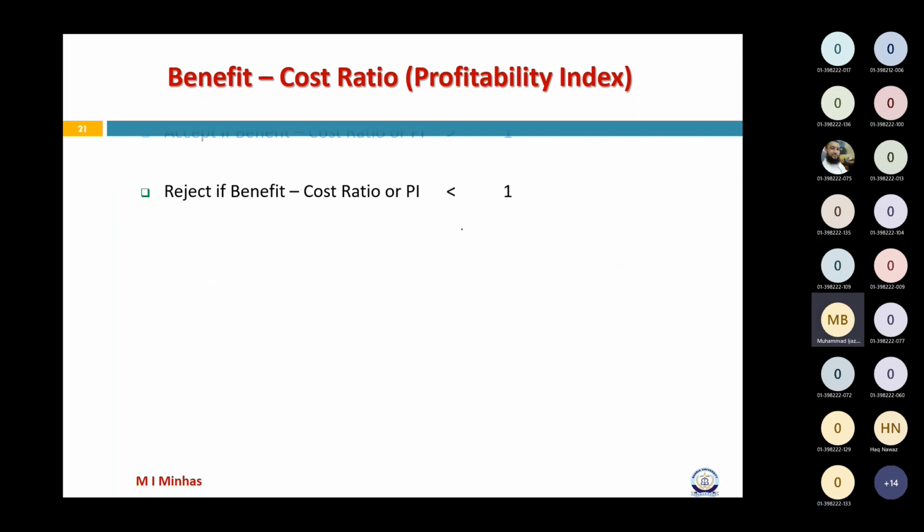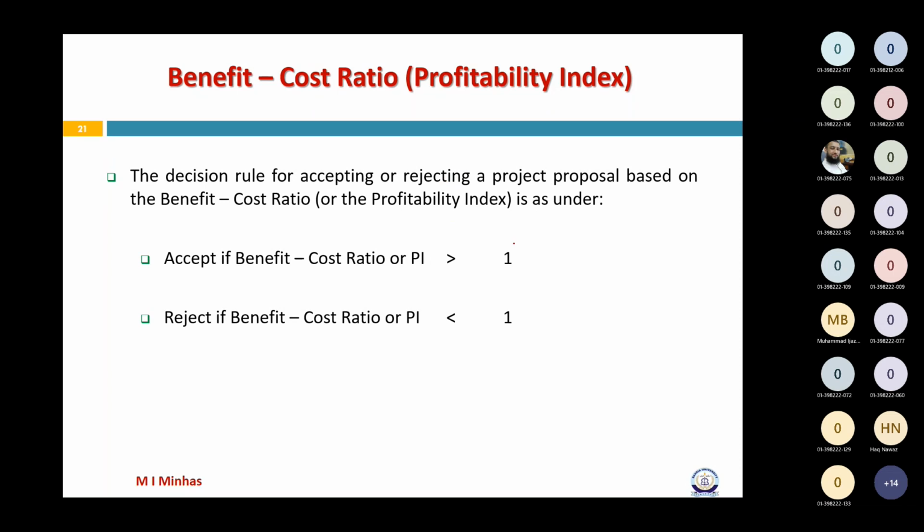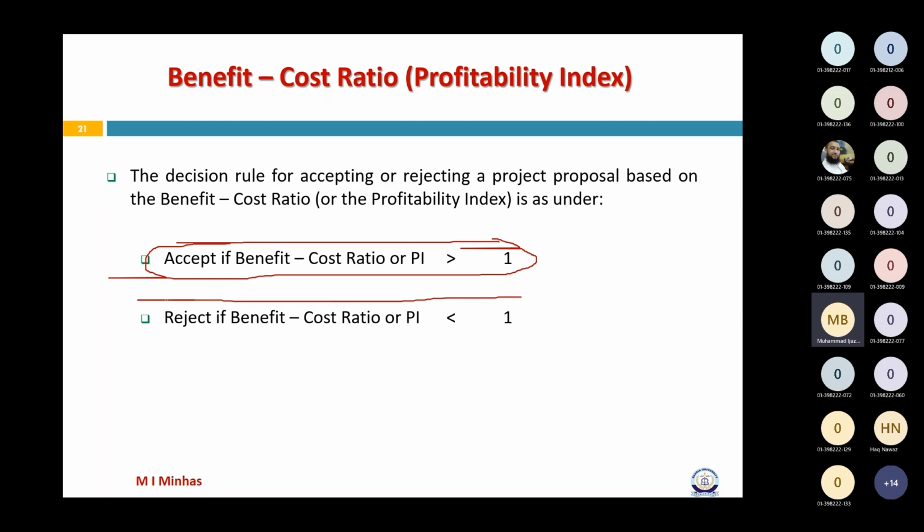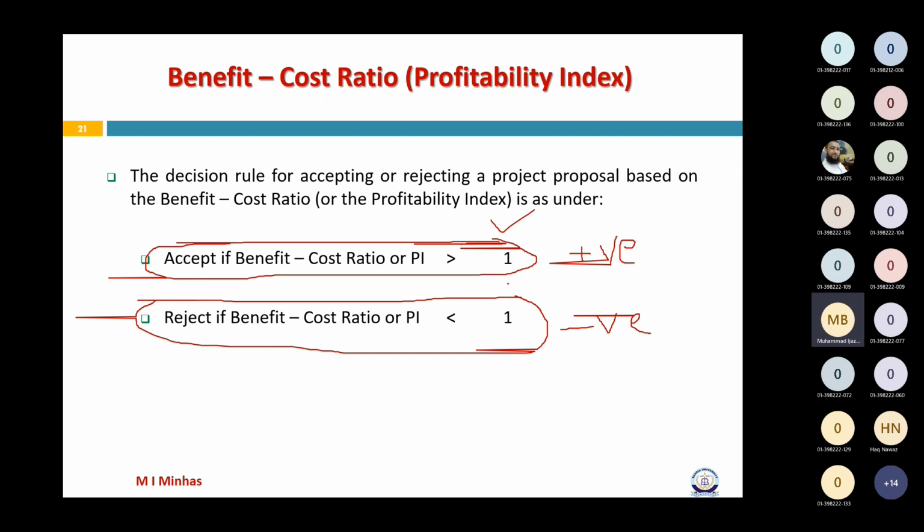Yes. So what is the selection criteria for PI? You accept the project if the profitability index is greater than 1, and you reject the project if the profitability index is less than 1. Is it clear? In case of NPV, we said that if NPV is positive, we will select the project, and if NPV is negative, we will reject the project. But in case of profitability index, if it is greater than 1, we will select the project, and if it is less than 1, we will reject the project. Is it clear?